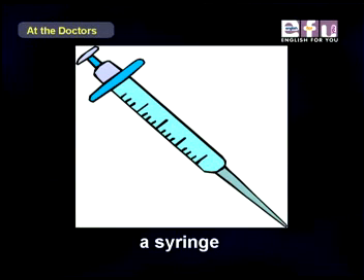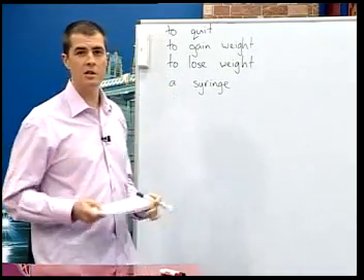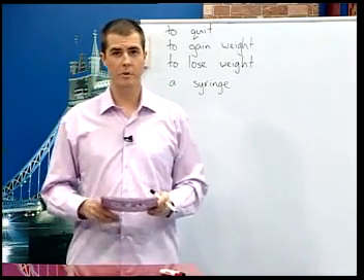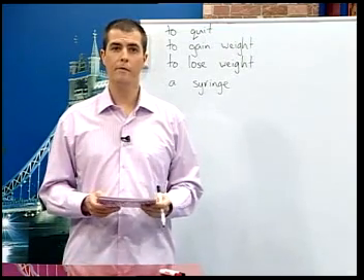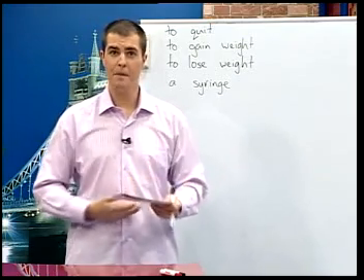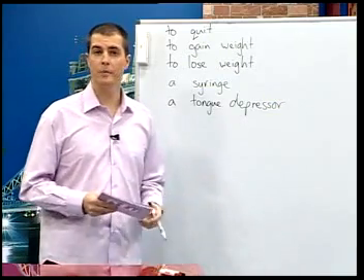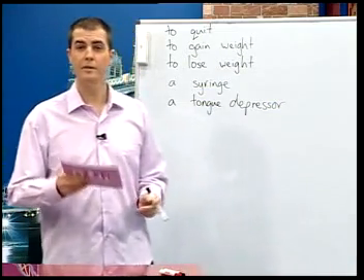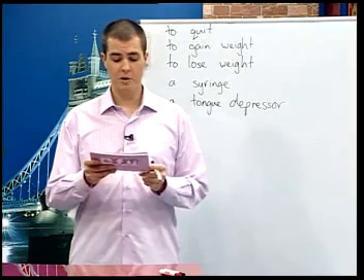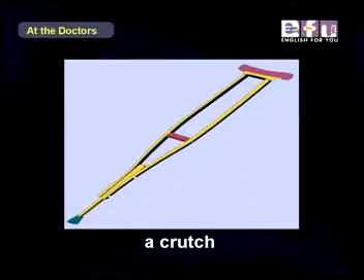A syringe is an instrument for taking blood from a person's body or for putting liquid or drugs into it, usually through the arm, sometimes in other places. A tongue depressor is a little flat piece of wood that a doctor uses to hold someone's tongue during an examination.